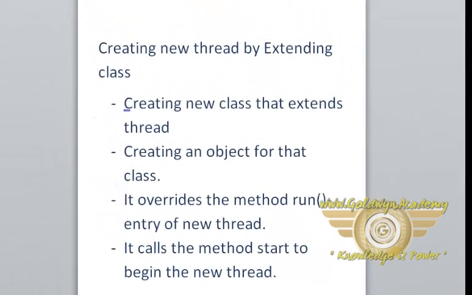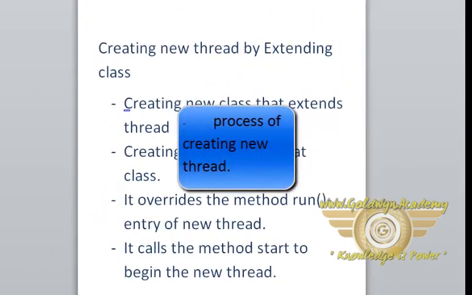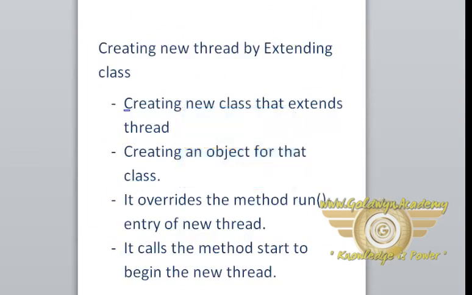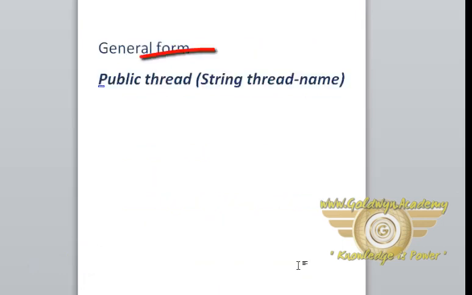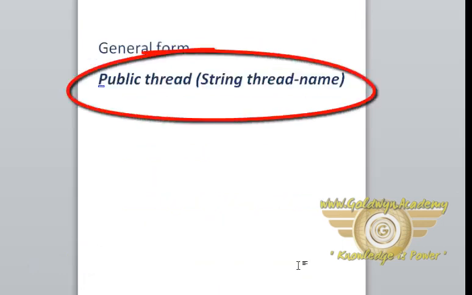Now let's take a look at how to create a thread by extending a class. Here are the steps. First, create a new class that extends Thread. Second, create an object for that class. Third, override the method run, which is the entry of the new thread. Then call the method start to begin the new thread. This is the simple structure of a thread.